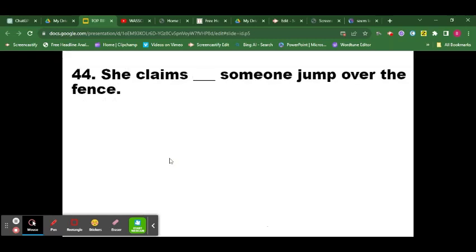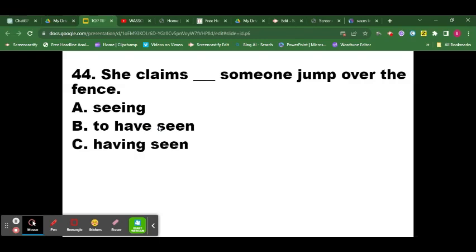Question 44. She claims blank space, someone jump over the fence. Option A, seen. Can we say she claims seen? B, she claims to have seen. C, she claimed having seen. D, she claims to be seen.